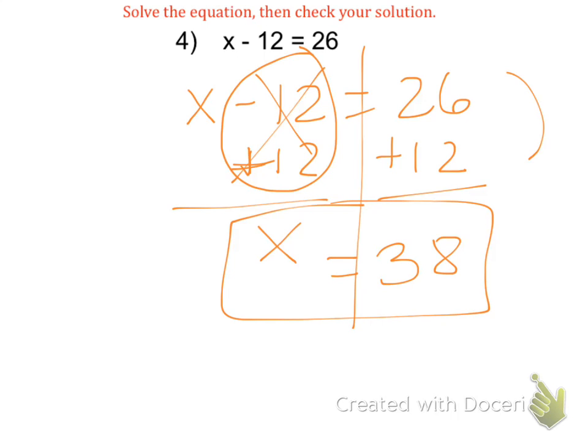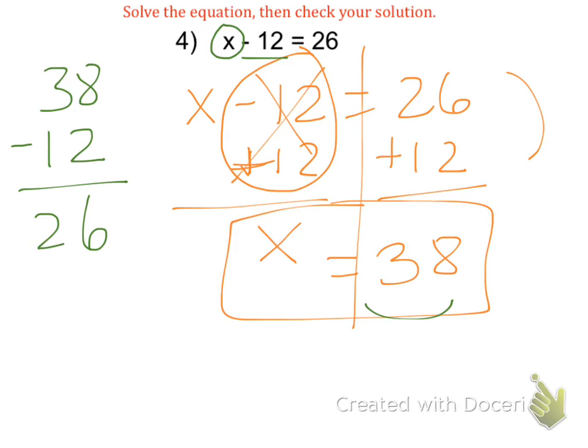Check my solution. If x is 38, let's plug it in. So we want 38 minus 12. I get 26. Sweet, that's what it is. So check, that's right. Check your answers over.